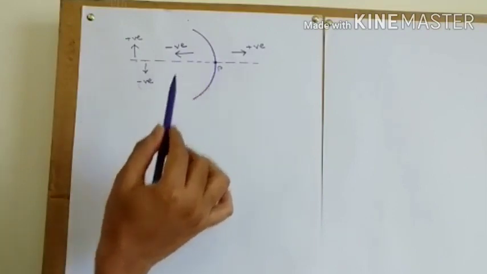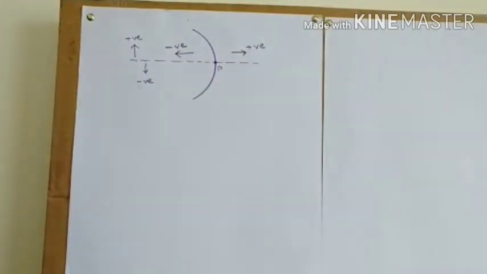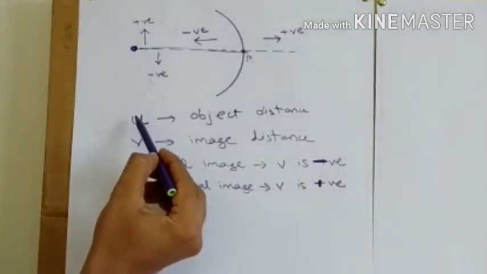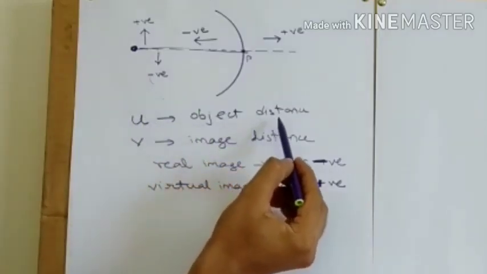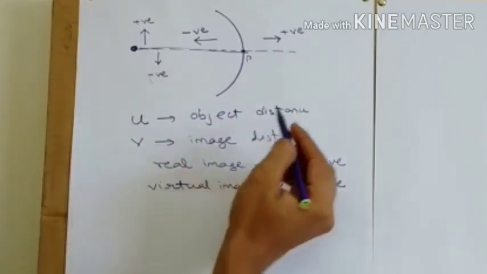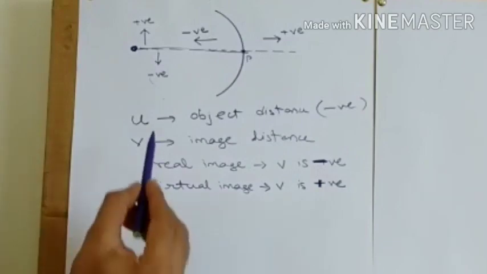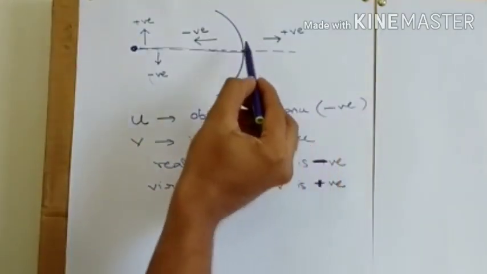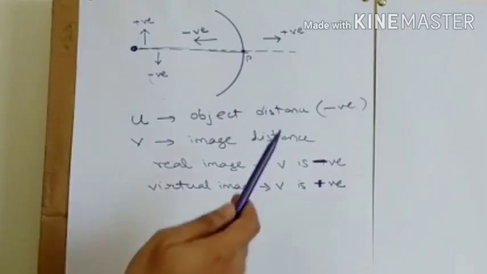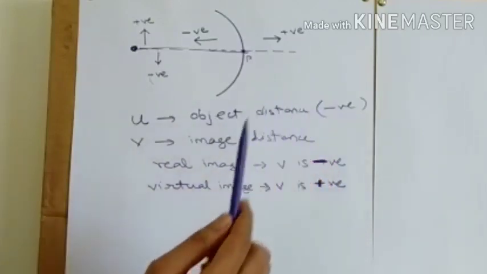So the object distance for a concave mirror or convex mirror will always be negative. The object distance is given by the symbol U. Okay, U denotes object distance. And whether it is a concave mirror or convex mirror, object distance is always negative. Remember, U will always be negative. Why? Because it is towards the left-hand side always. According to the Cartesian sign convention, the object is always placed to the left, thereby the object distance is always negative.